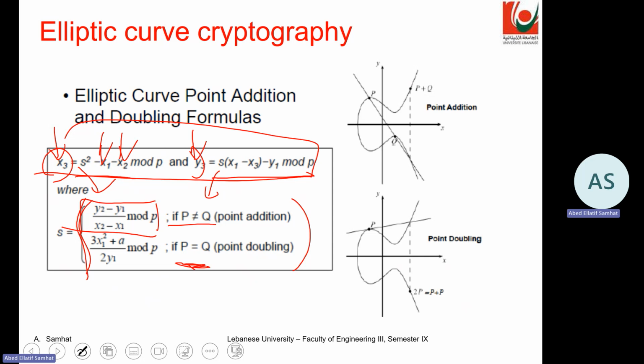And if P equals Q, we follow this equation. This is because here we are taking the tangent. It's like we're doubling that point. So anyone can verify this. Those are based on the coordinate equations. Okay, so having this is algebra till now.